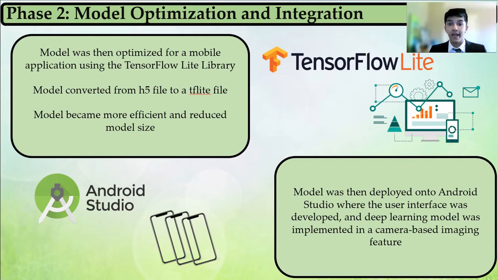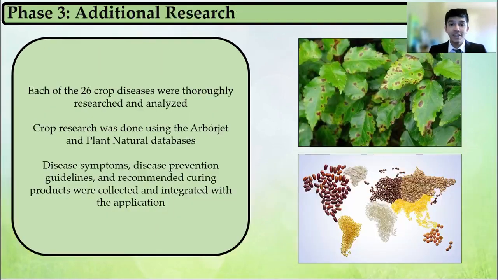This model was converted from an H5 file to a TF Lite file, which allowed the model to be used on mobile devices and also made the model significantly more efficient. This model was then deployed onto a mobile application in Android Studio, and in Android Studio, the user interface for this application was developed, and the deep learning model was implemented in a camera-based imaging feature. In phase 3, each of the 26 crop diseases were thoroughly analyzed and researched through online crop research databases such as ArborJet and Plant Natural. Disease symptoms, disease prevention guidelines, and recommended cure products were all collected and integrated with this application.